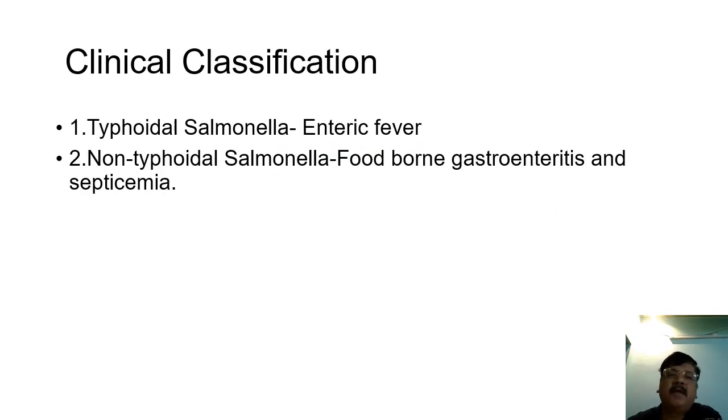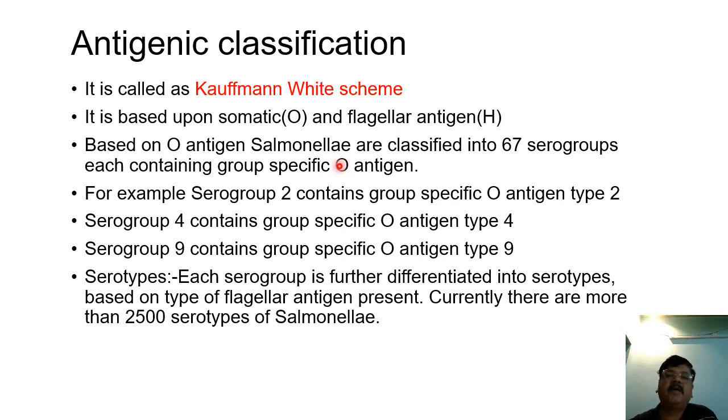Now come to the clinical classification of Salmonella. There are two groups of Salmonella. One is the Salmonella causing enteric fever, called typhoidal Salmonella, and there are other Salmonella species causing non-typhoidal Salmonella infections, which cause foodborne gastroenteritis and septicemia. The name itself indicates that they are apart from typhoidal Salmonella.